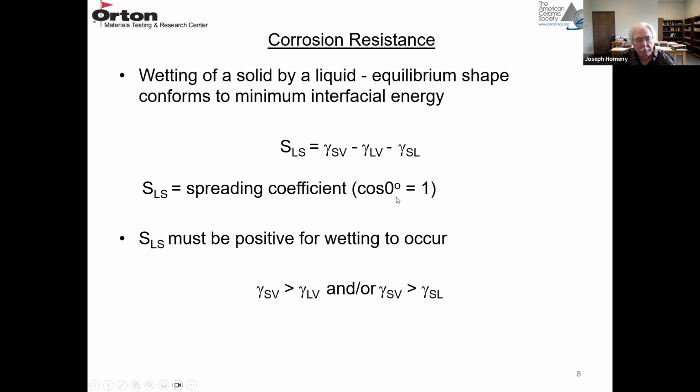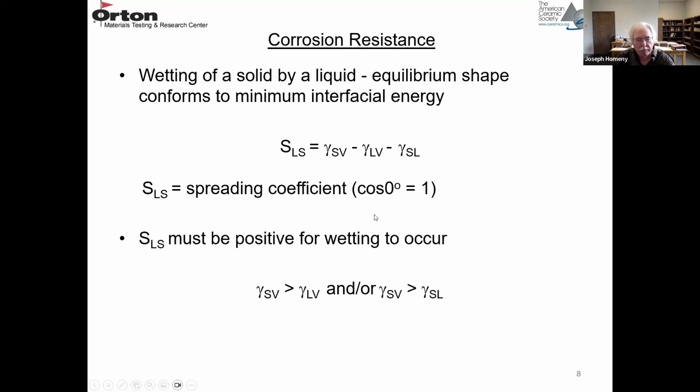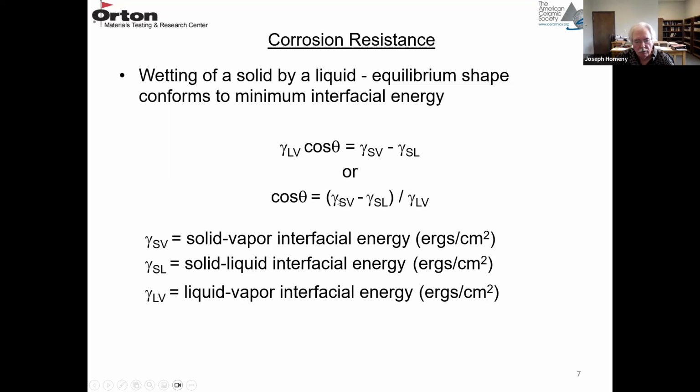So when the angle theta is 0, complete wetting, the cosine of 0 is 1. And so 1 equals gamma SV minus gamma LV minus gamma SL, just solving this equation here.